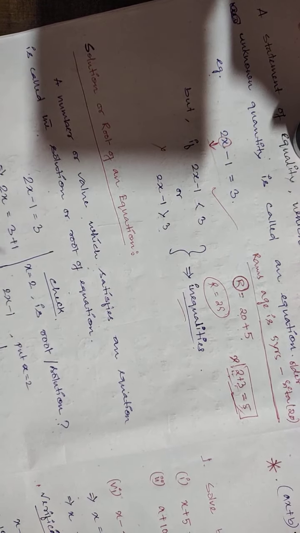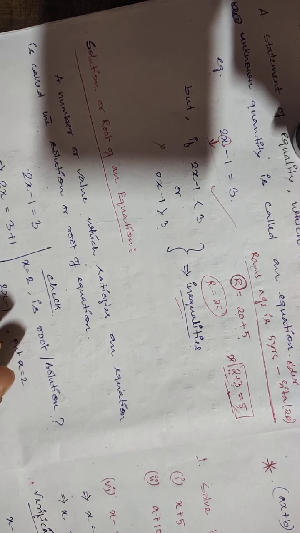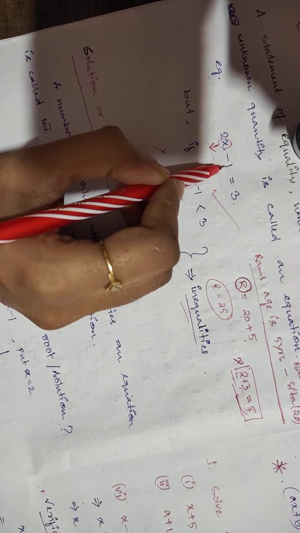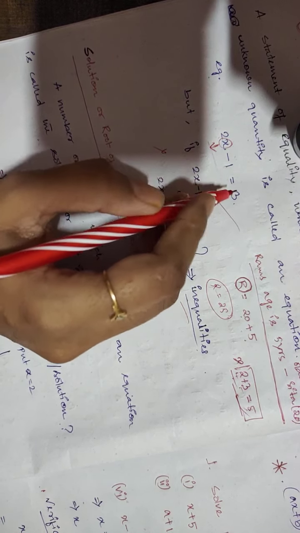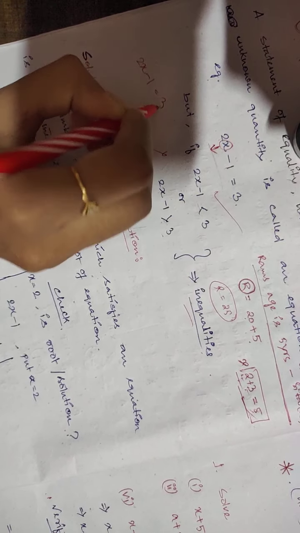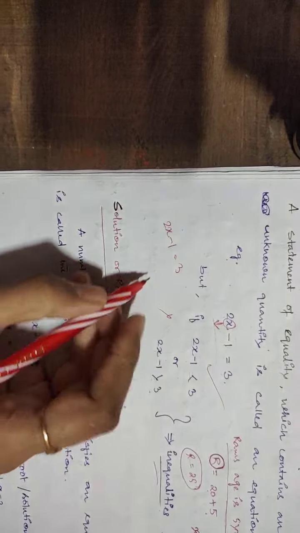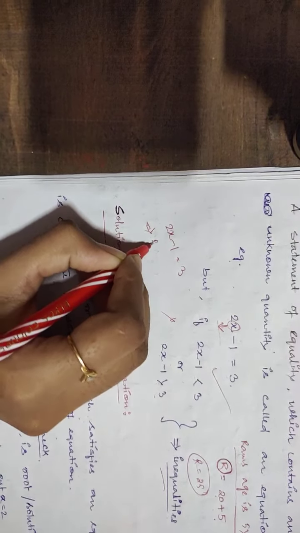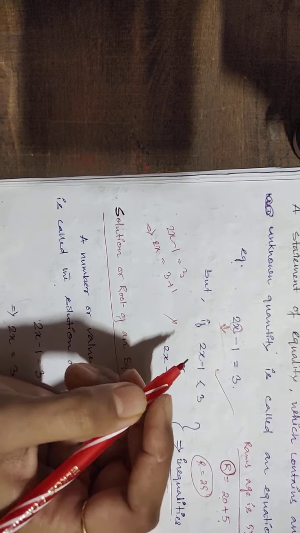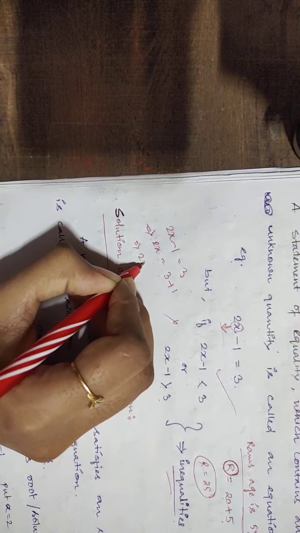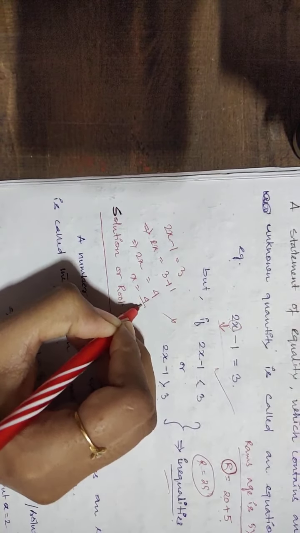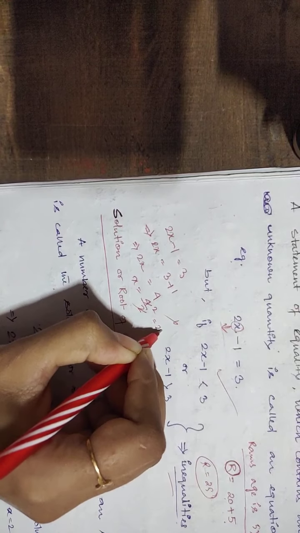That means how will we get the root or solution of the equation? By solving it. Suppose in this case 2x minus 1 is equal to 3. By solving, see what we will get. 2x minus 1 is equal to 3. Now 2x is equal to 3, this minus 1 I have shifted to this side, 3 plus 1. So 2x is equal to 4. x will be 4 by 2. That means x is equal to 2.